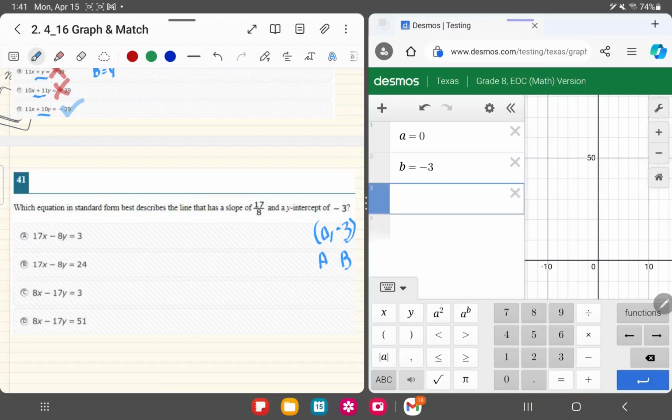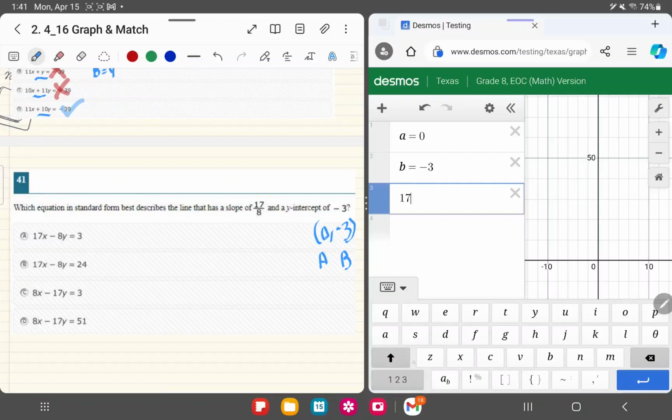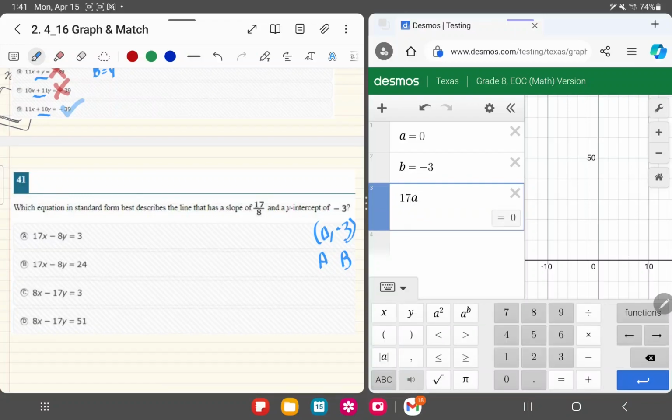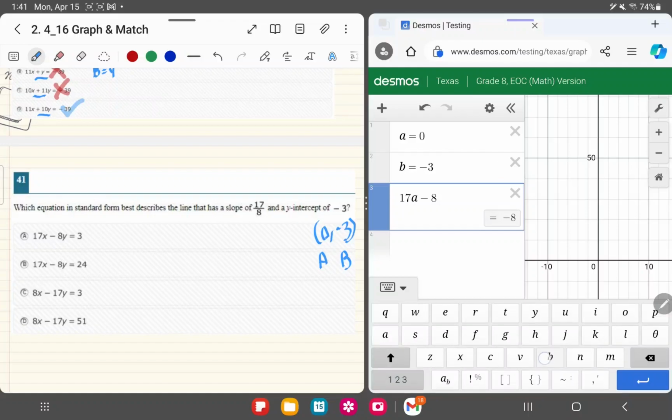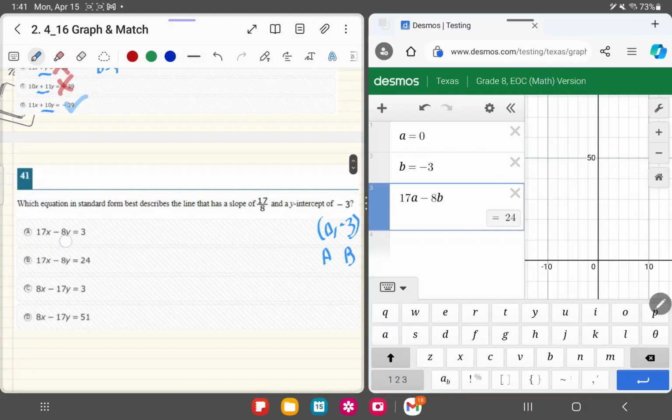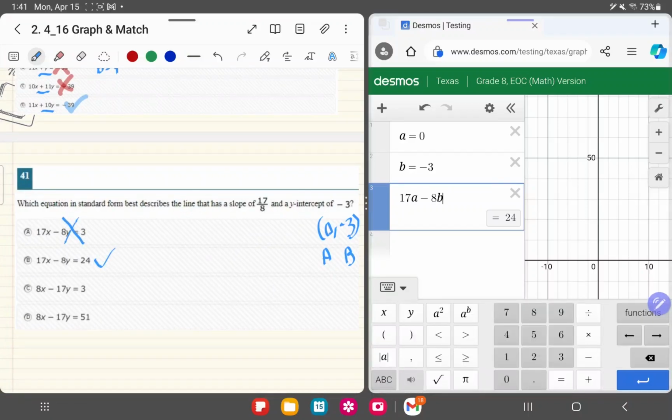I'm going to go ahead and start typing my answer choices. So it's going to be 17A minus 8B. We got a 24. So I know for a fact this is not my answer, and this might be my answer.